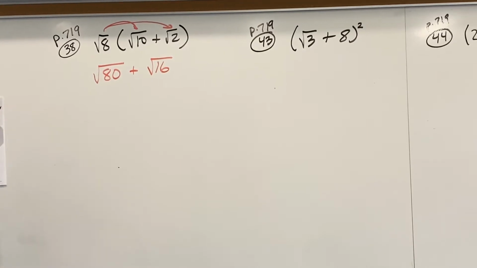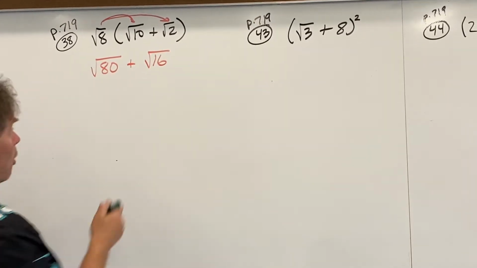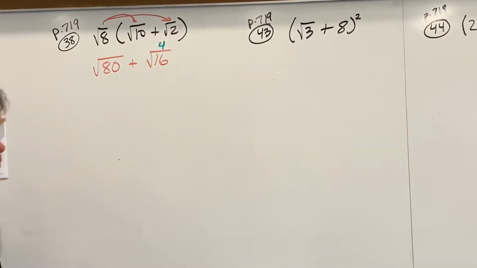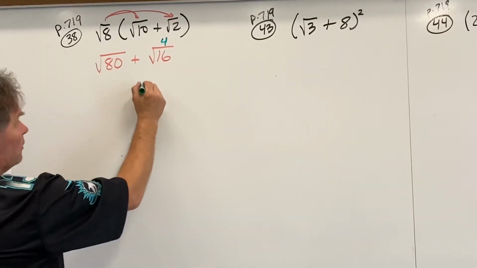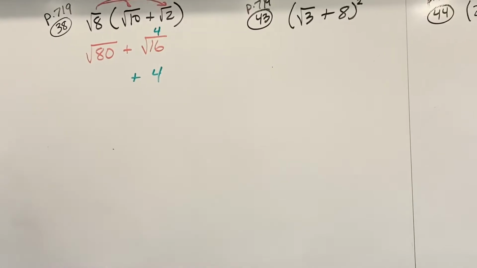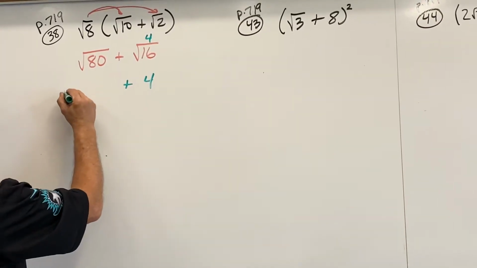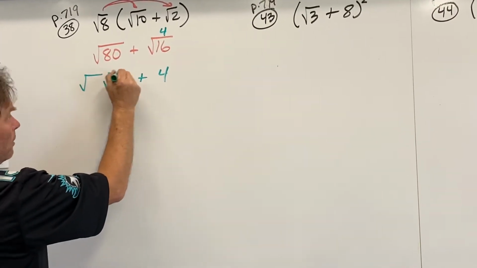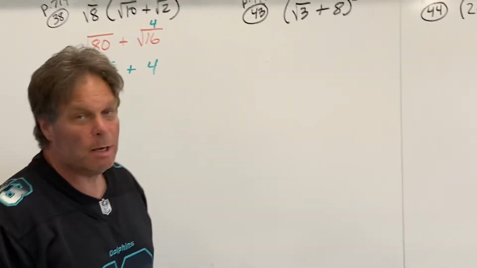Now, good news. Holy moly, look. That one's just a regular 4. So this thing's just going to be 4. Nice. This thing is not exactly nice. So I do square root pretty, square root ugly. What's the biggest pretty number inside of 80?